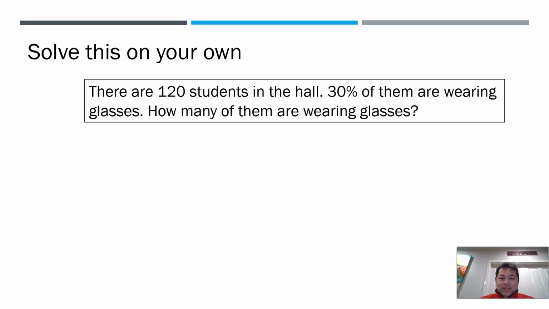Okay. Thank you to those people who have tried. So 30% is actually 30 out of 100 times 120, because you're looking at 30% of the 120 students. So again, I can cancel the two zeros because both numbers can be divided by 10. Likewise, 120 and 10, I can also divide by 10. So I cancel the 0 again. So I'm only left with 3 times 12, which is 36. So 36 of them are wearing glasses.